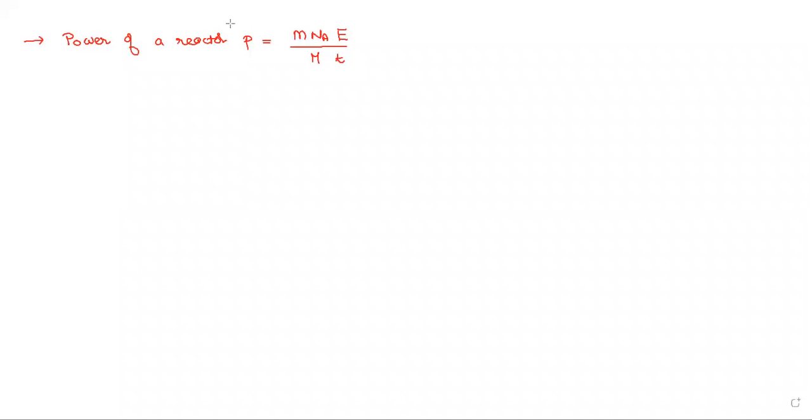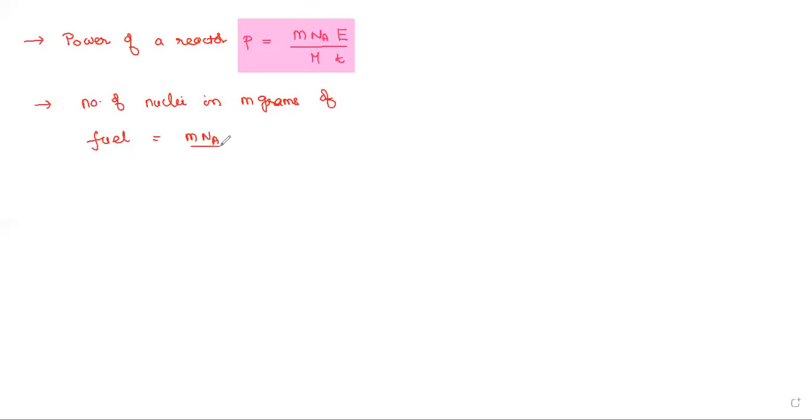Using this formula, you may solve a few questions related to nuclear reactors. That is the next point you can write here: number of nuclei in m grams of substance, m grams of fuel. Fuel means radioactive element, is equal to this one only: m into Na by M.